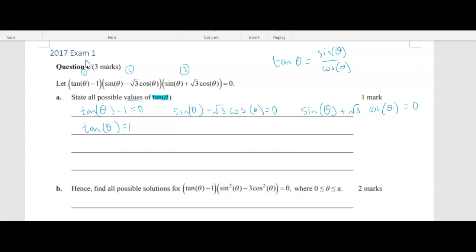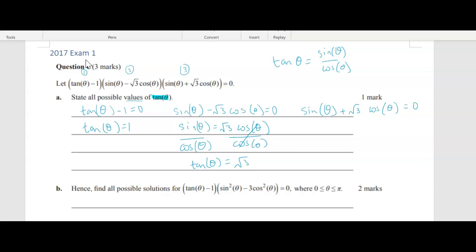So for this one, what I can do is I might just put the root 3 cos theta onto the right hand side. So just adding root 3 cos theta to both sides and then divide both sides by cos theta. So sine over cos, remember, is tan. And cos over cos is 1, so that cancels out. So tan theta is equal to root 3.